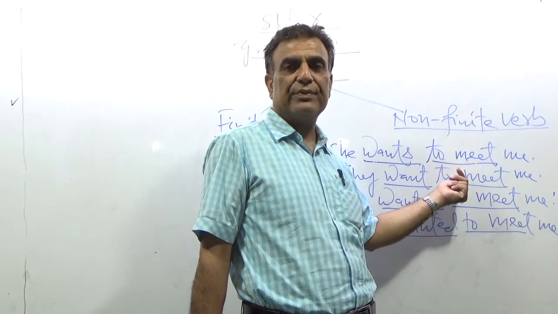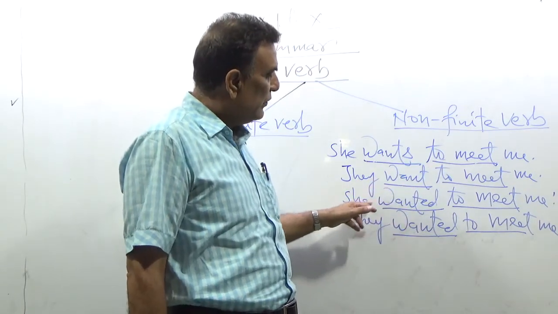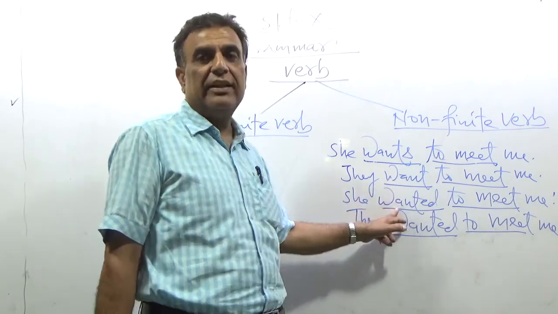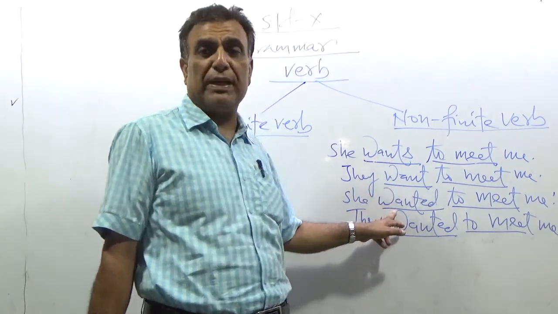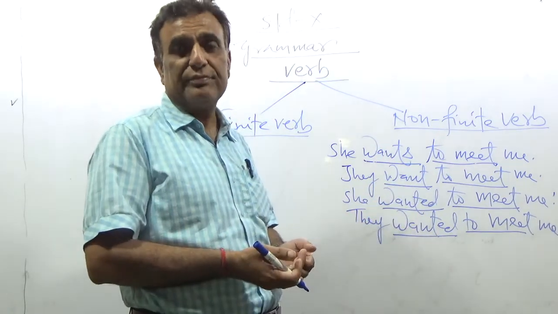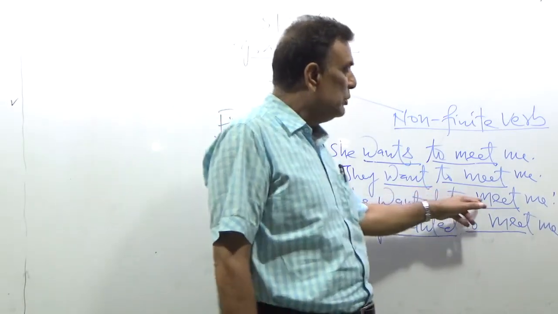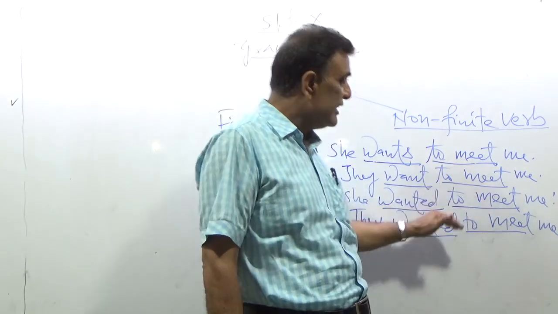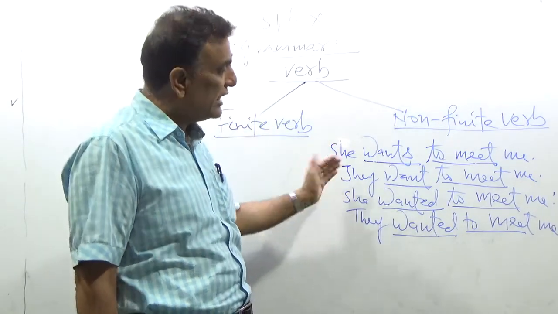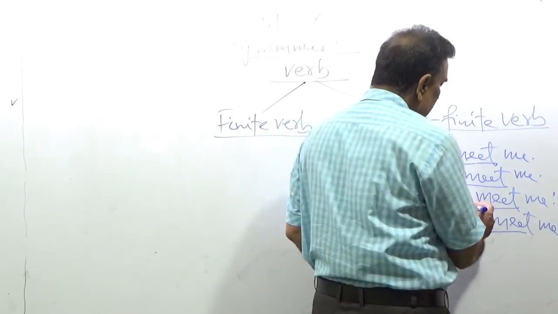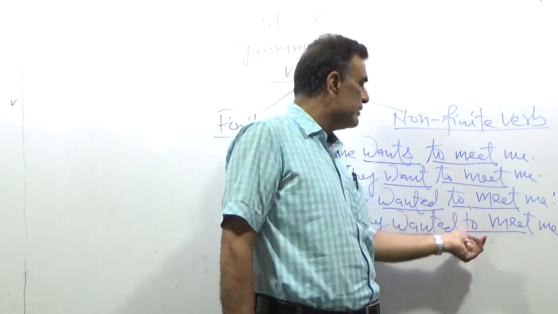Similarly, see: she wanted to meet me. Here, when want becomes wanted, it indicates past tense. It was in the present; now it comes in the past tense. So the tense is changed, want becomes wanted, but to meet remains the same. Not only the person and number of the subject but even the tense is changed, and the non-finite verb remains the same. They wanted to meet me.